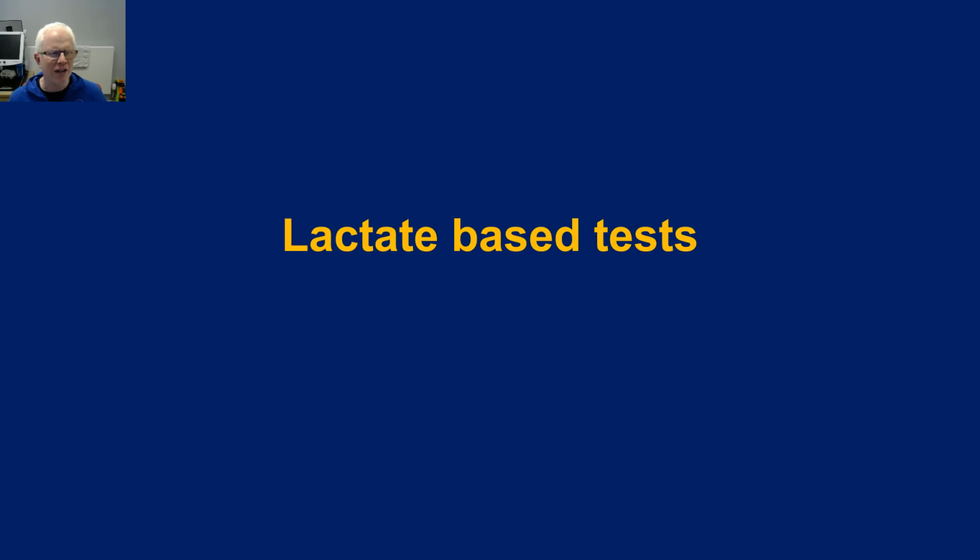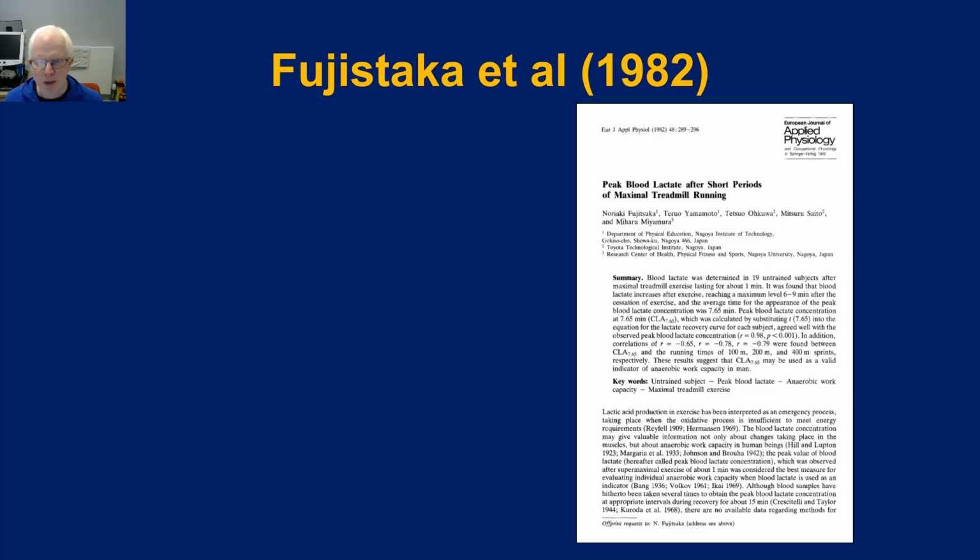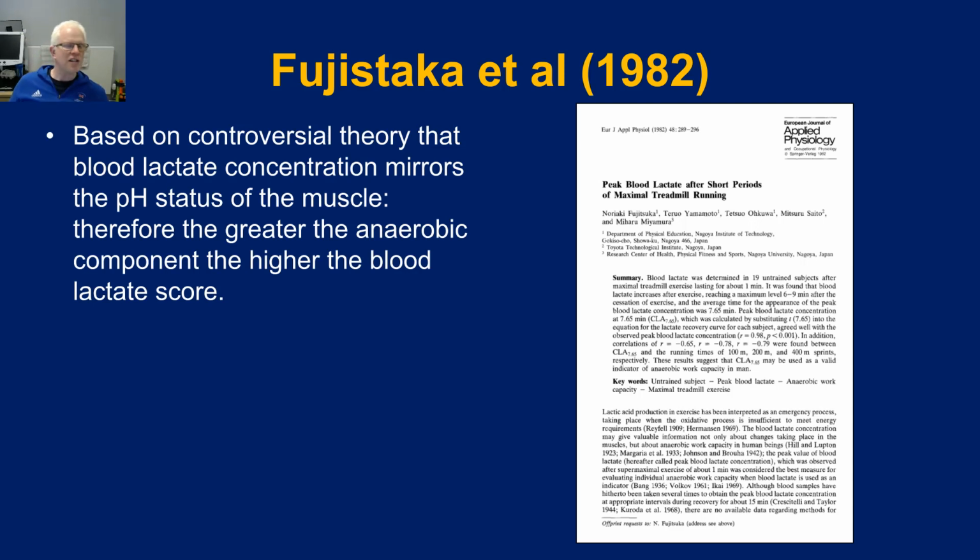So I just want to show you these tests, again, very quickly, to give you a sense of why lactate in itself and lactate-based tests do not identify the anaerobic capacity. So Fischer-Stacker proposed what is in essence a peak blood lactate test, which in itself is very controversial. Their argument is that lactate concentration mirrors the pH status of the muscle, so the greater the anaerobic component, the higher the blood lactate score. And if lactate goes up, there must be a greater anaerobic contribution.